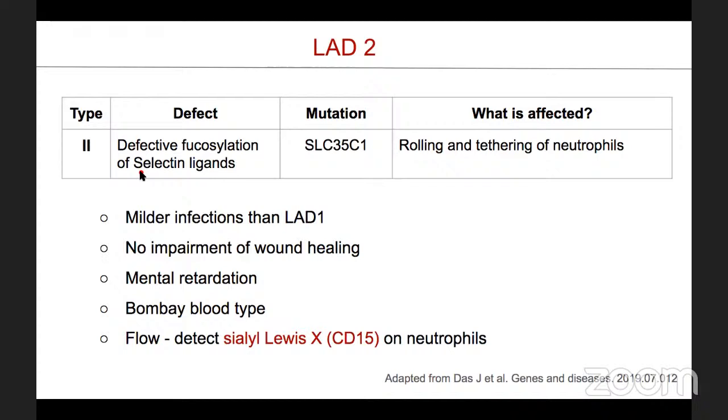Sorry for that. So flow cytometry to detect sialyl Lewis X, that is CD15, on the neutrophils, is diagnostic for LAD2.